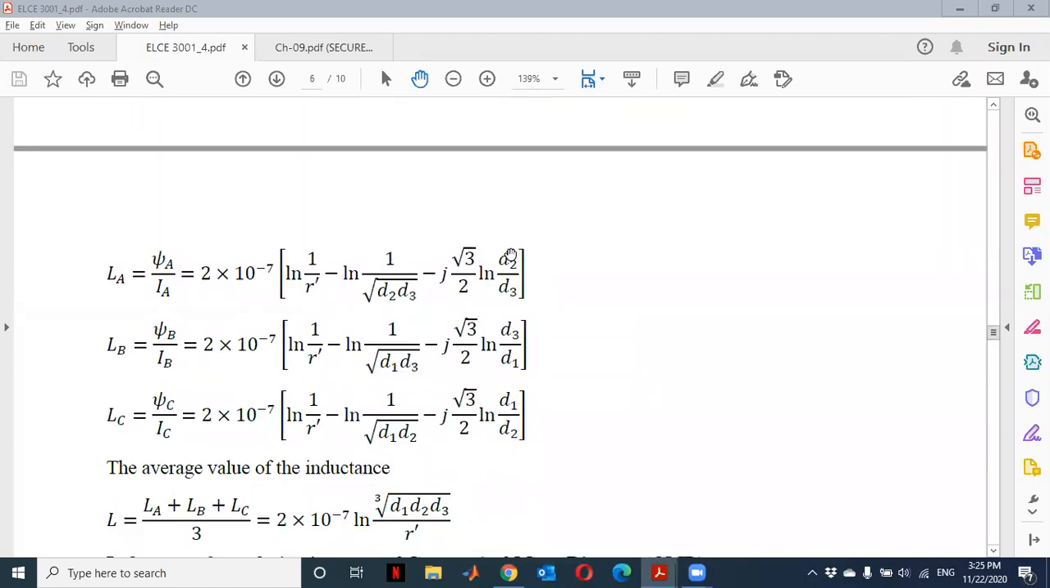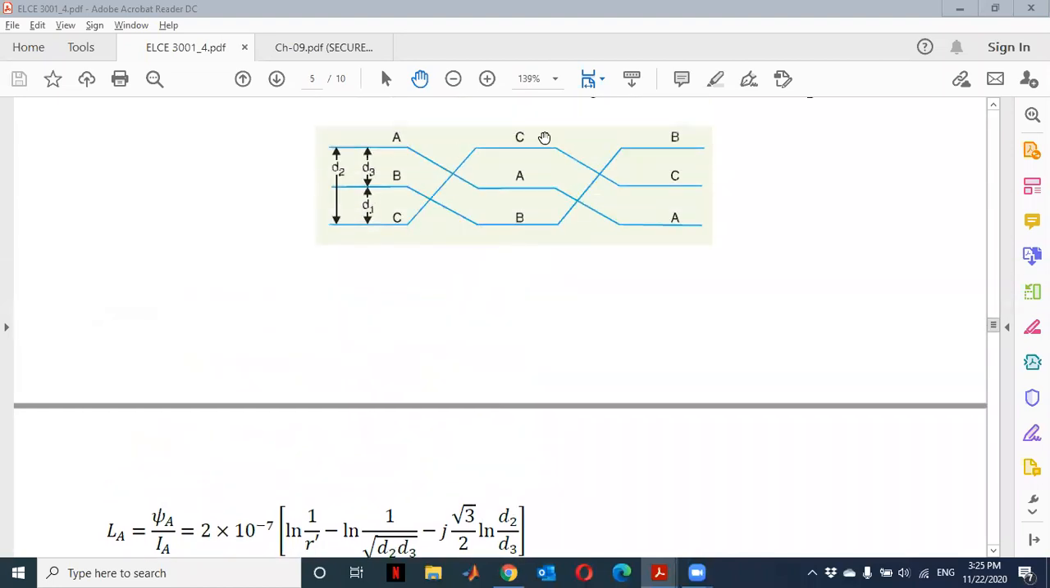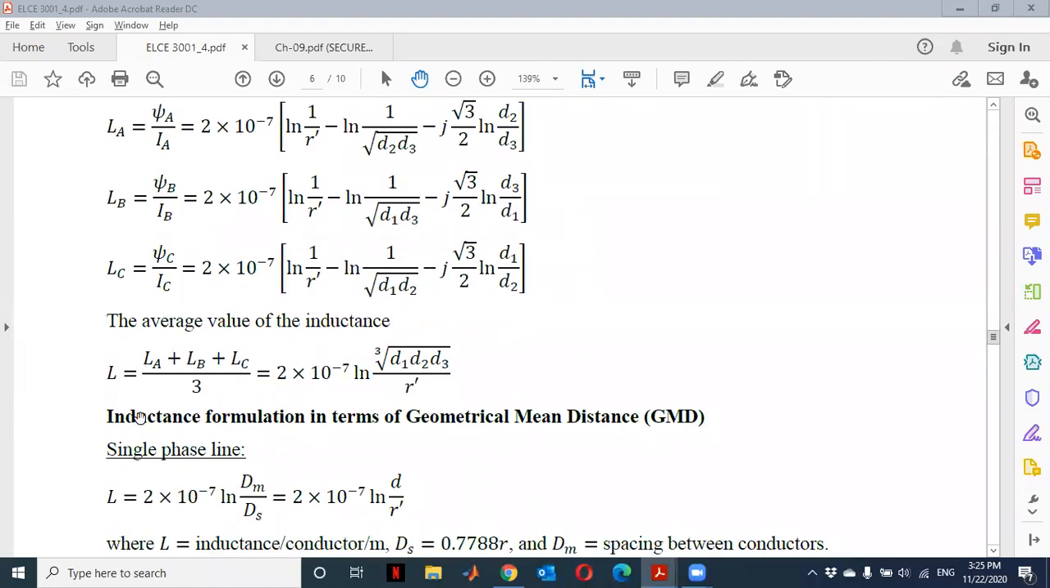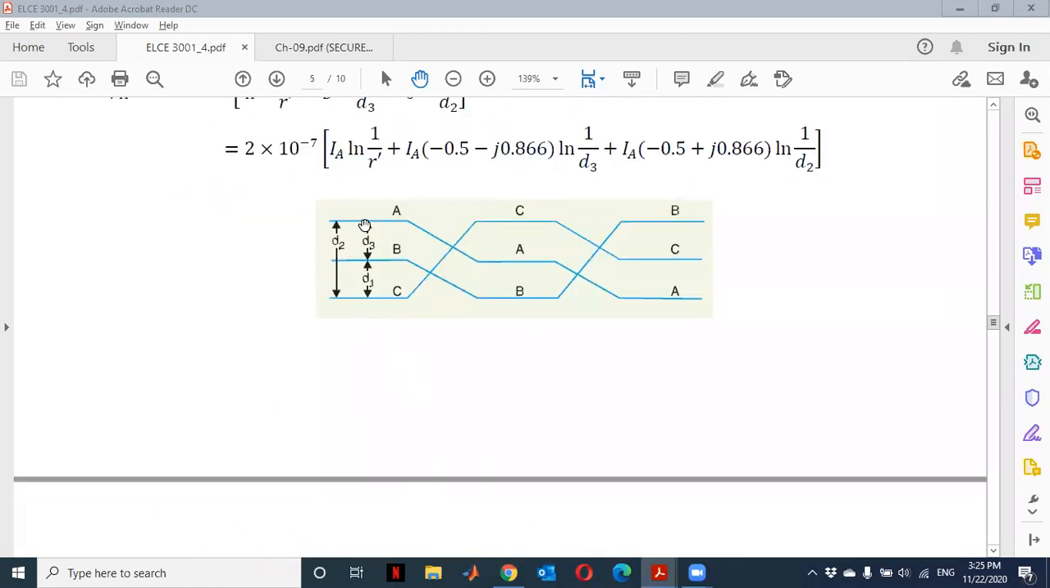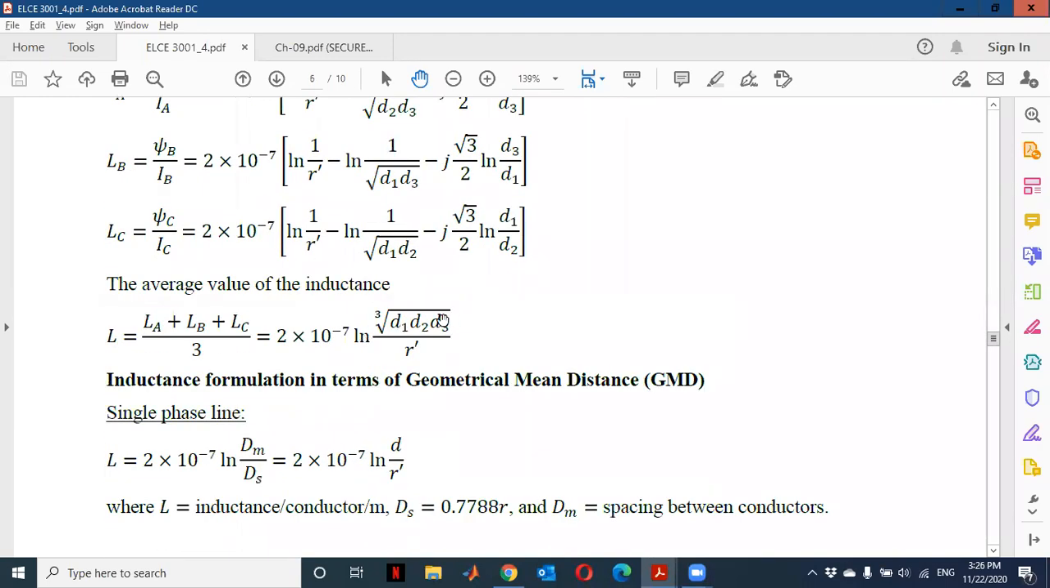Now, in asymmetrical spacing, we will have an average inductance. The average inductance is 2 times 10 to the minus 7 ln of the cubic root of d1, d2, d3 over r dash. Remember, the diameters of the conductors are always equal, but the distance between two conductors is different, okay? So this is the equation.